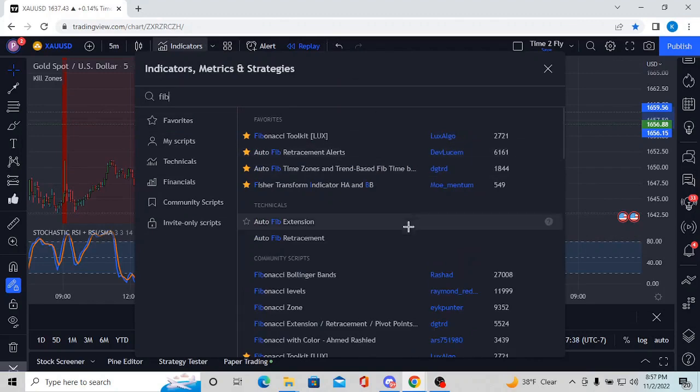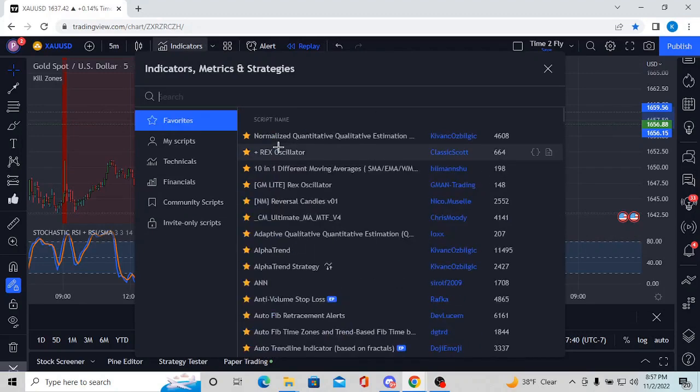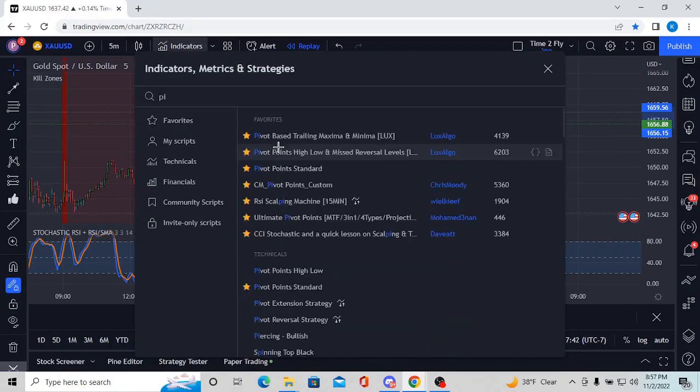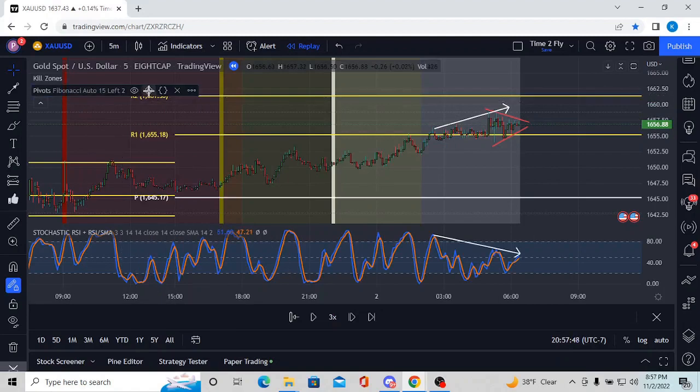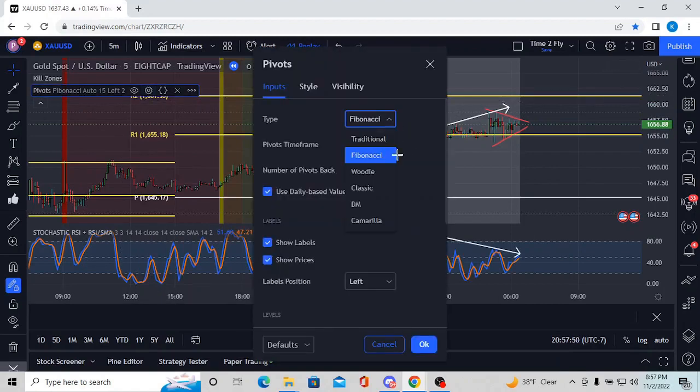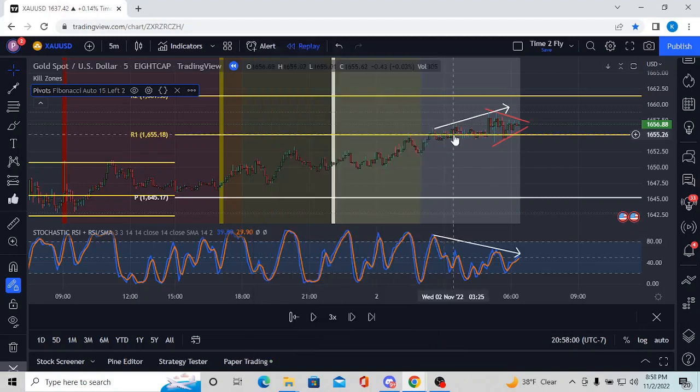Alright. Lastly, the indicator is going to be the Fibonacci pivot points. For this example, you will type in pivot, and it'll be the Pivot Points Standard by TradingView, and it'll be on Fibonacci instead of traditional. Have it on automated, and number of pivots back is not going to be used right now for this example. And click OK.